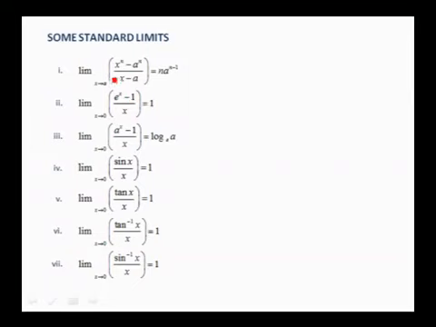Limit of (x to the power of n minus a to the power of n) over (x minus a) as x tends to a is n a to the power of n minus 1. Limit of (e to the power of x minus 1) over x as x tends to 0 is 1. Similarly, the other, (a to the power of x minus 1) over x as x tends to 0 is log a. Sin x by x as x tends to 0 is 1, limit of tan x by x as x tends to 0 is 1, limit of tan inverse x by x as x tends to 0 is 1, sin inverse x by x as x tends to 0 is 1.